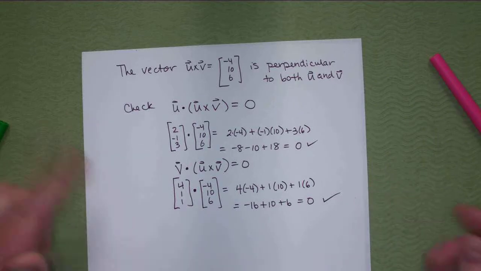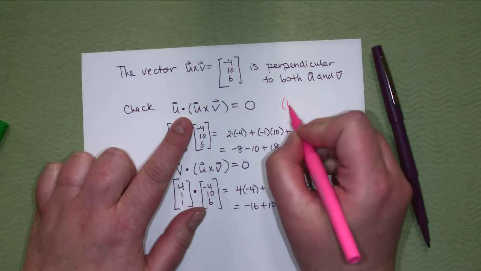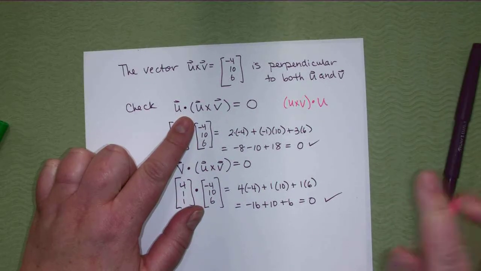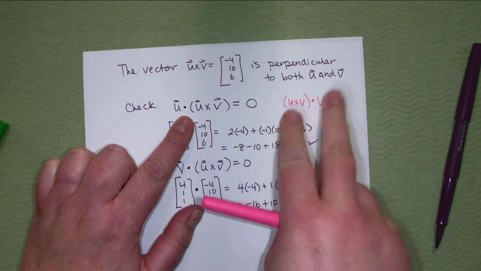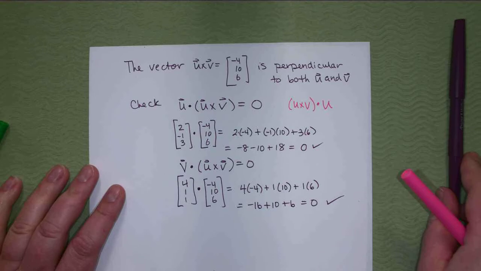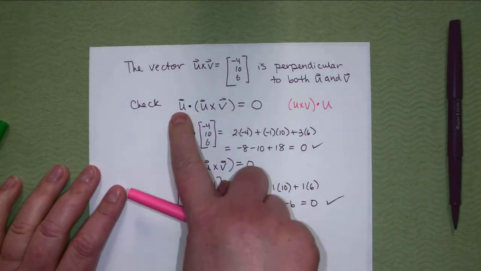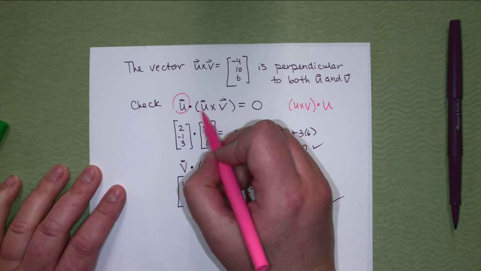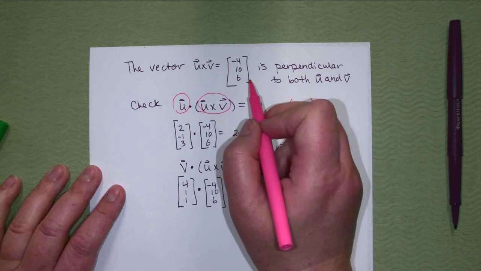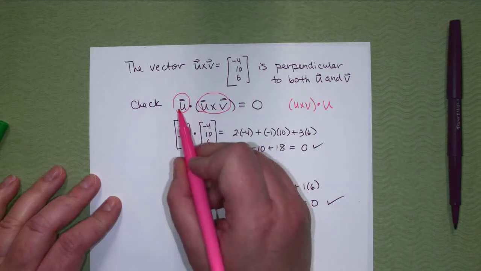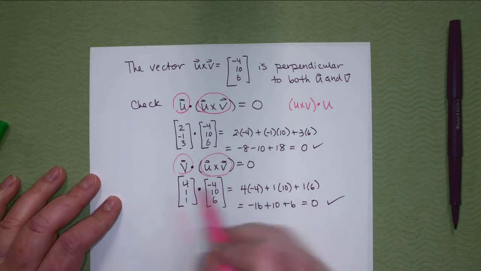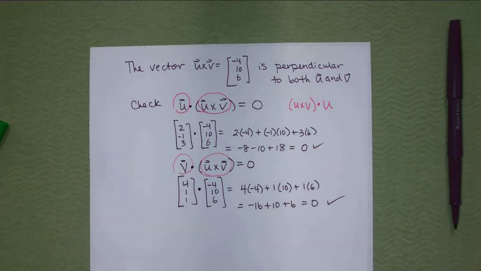Could I have written u cross v dot u and gotten the same thing? Yes, because the dot product is commutative. We can do it either way and get the same answer. Why is it v dot u cross v? Well, I was checking if the vector u was orthogonal or perpendicular to this vector. This was the whole vector. If you gave it another name like W, then it would just say u dot W. And then I was checking if v was perpendicular to that. Does that make sense?